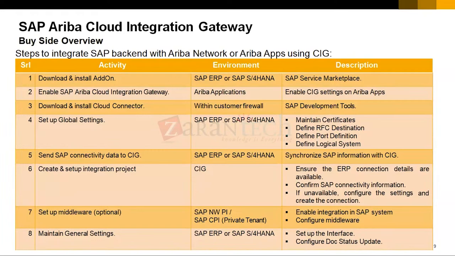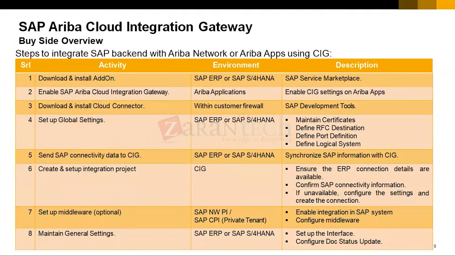If you see this slide, the first activity is downloading and installing the add-on. This is done by the Basis consultant in the ERP system. Then we have to enable the Ariba CIG. This activity requires your Ariba customer support team's help, and we also have to do this activity. After that, we have to download and install the cloud connector. This activity requires Basis consultant help. They will do it in the customer firewall.